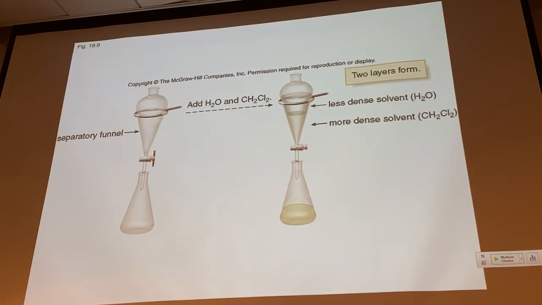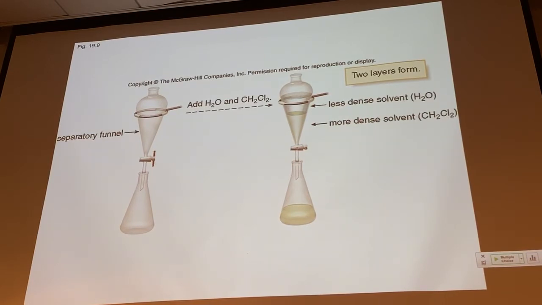So we have our 2 layers here. If we open the stopcock, the more dense solvent will come out. Now, I asked a couple questions in the last class period, and I found that in the 354 lab, you have been using dichloromethane as the solvent for doing your extractions. It's important to note that dichloromethane is the only one of the common organic solvents used for extractions that is more dense than water. In my lab, ethyl acetate is probably the most common solvent used for extractions, and it is less dense than water.